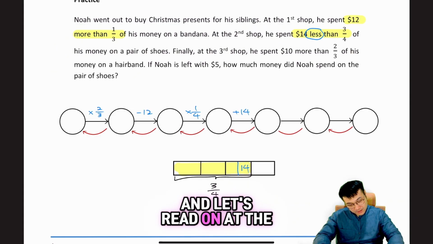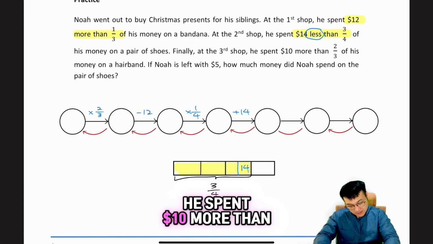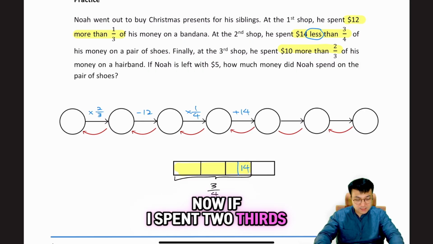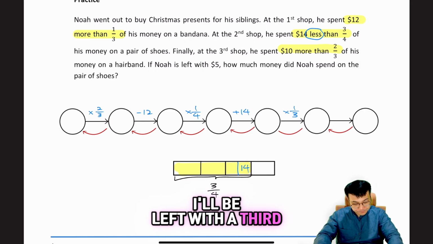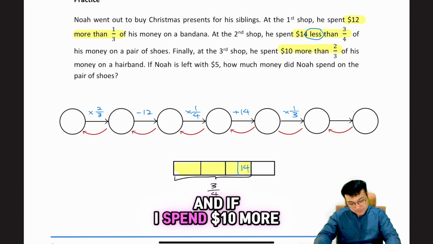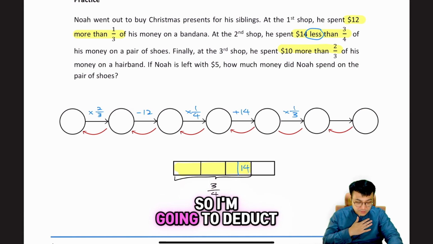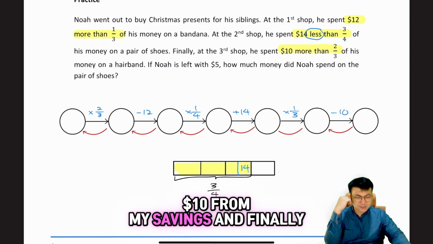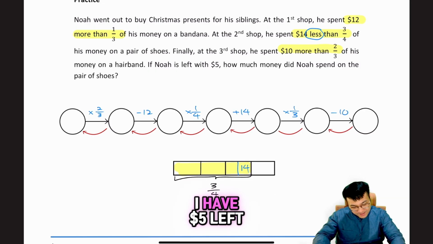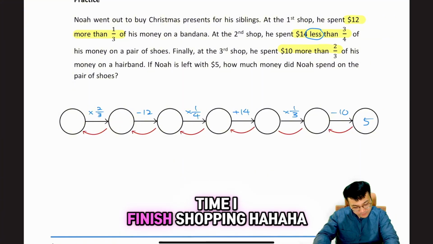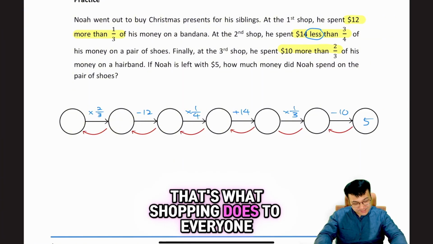And let's read on. At the third shop, he spent $10 more than 2/3. Now, if I've spent 2/3, I'll be left with a third. And if I spend $10 more than that, I'll have less money for myself. So I'm going to deduct $10 from my savings. And finally, I have $5 left. I'm almost broke by the time I finish shopping. That's what shopping does to everyone.